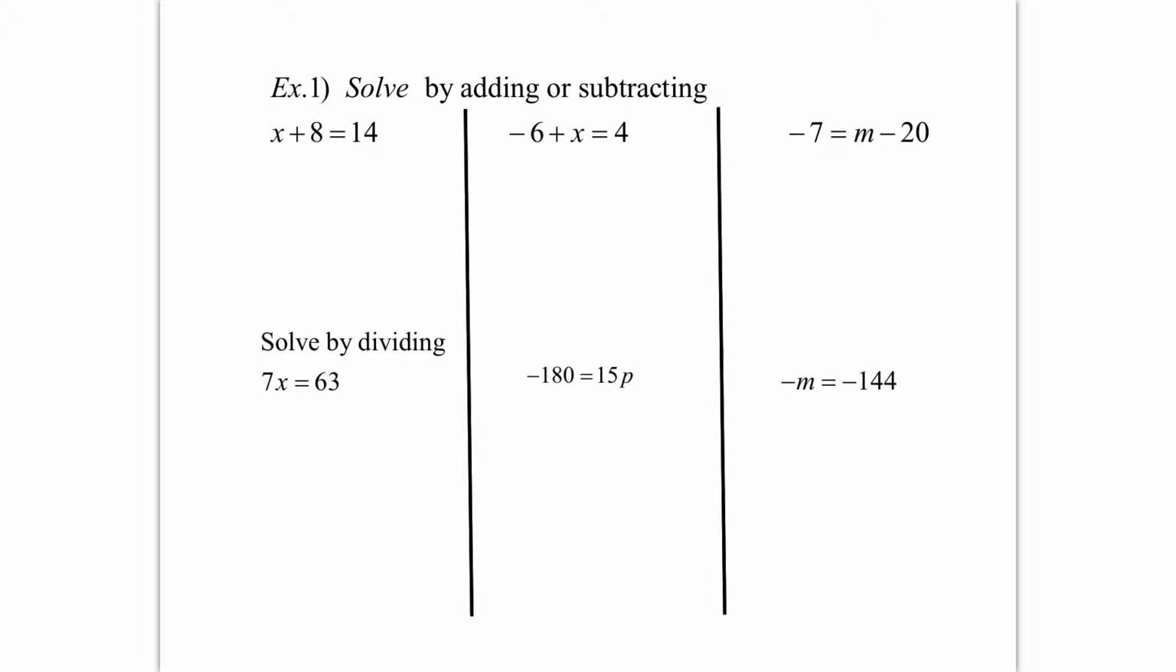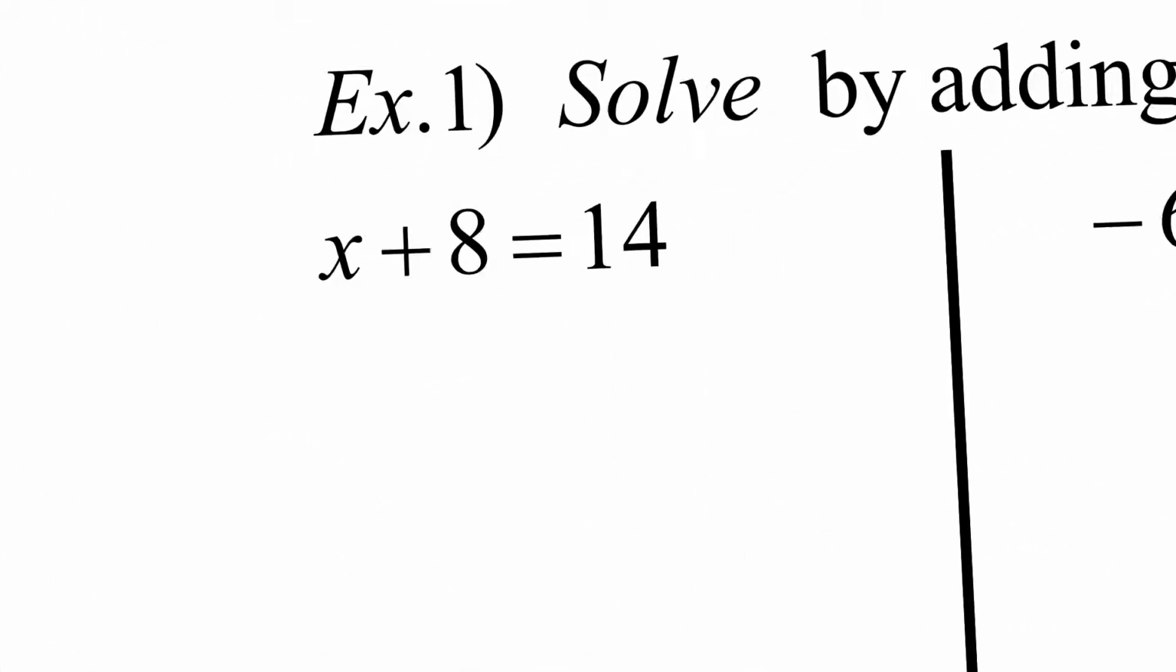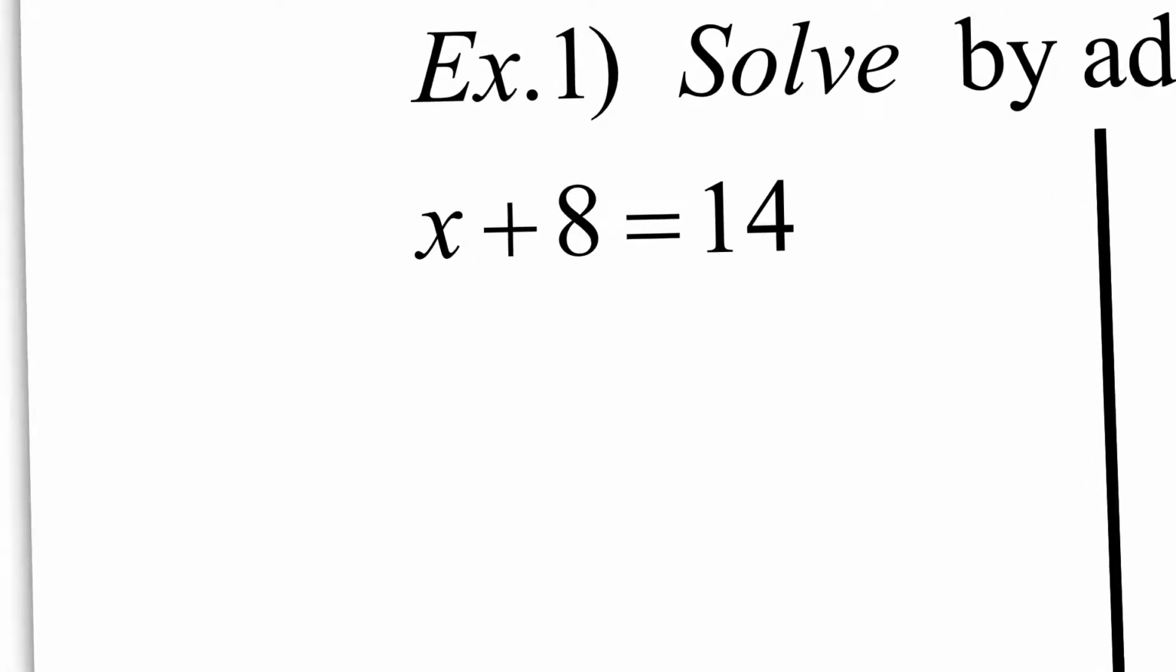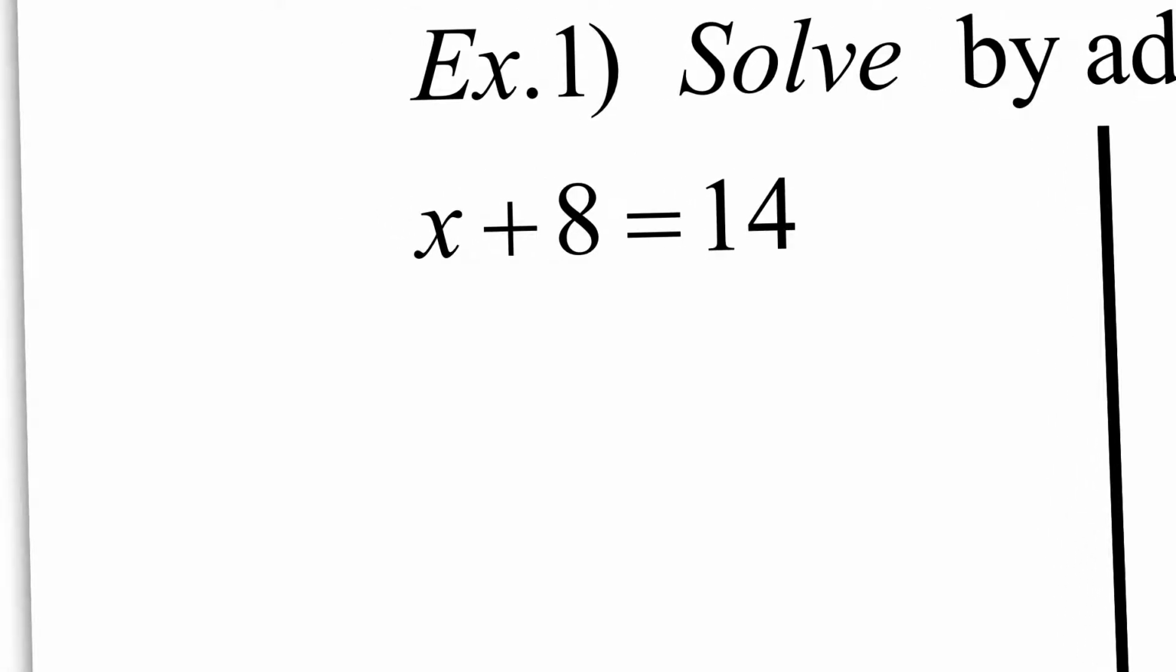In example 1, guys, we are going to do one-step solving equations, which means you have to add or subtract in order to get the variable by itself. So let me start with the one on the top. X plus 8 equals 14. Now I want you guys to really understand what is happening with the variable and the number. So just focus on the left side.